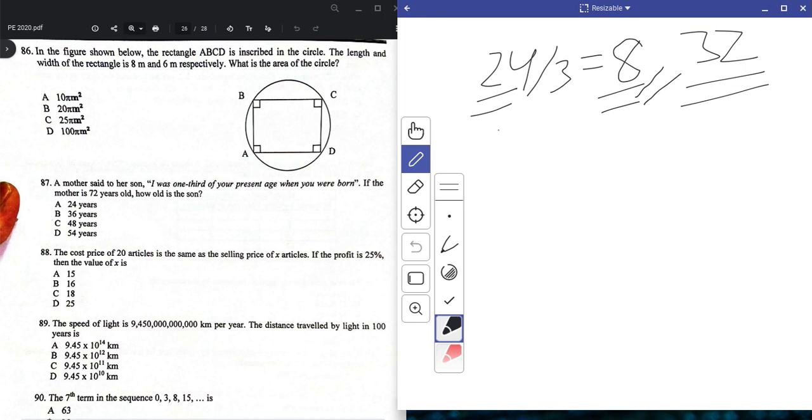Now let's check with 36 divided by 3. 1/3 of 36 is equal to 12.